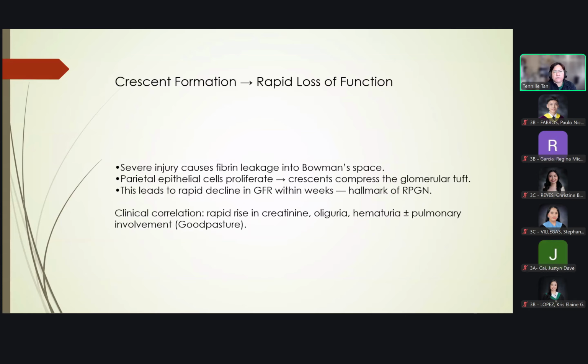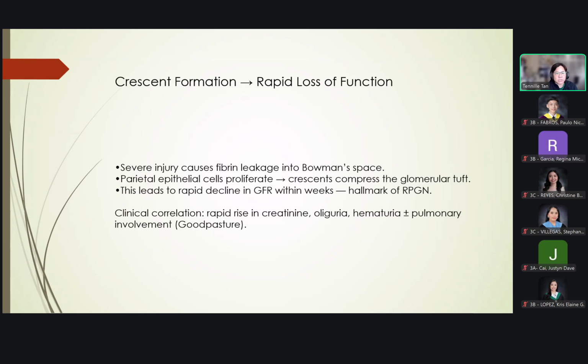So lastly, we have our crescent formation. This leads to rapid loss of function. Severe injury can cause fibrin leakage into your Bowman space. The parietal epithelial cells will proliferate and lead to your crescents that compress the glomerular tuft. And this leads to a rapid decline in GFR within weeks and is the hallmark of your RPGN, or rapidly progressive glomerulonephritis.